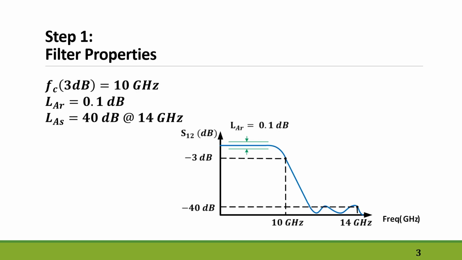Generally, elliptic filters can have sharper response compared to Chebyshev filters. So, same as before, we are going to design a filter with 10 GHz 3 dB bandwidth, 0.1 dB passband ripple, but this time with 40 dB loss at 14 GHz.